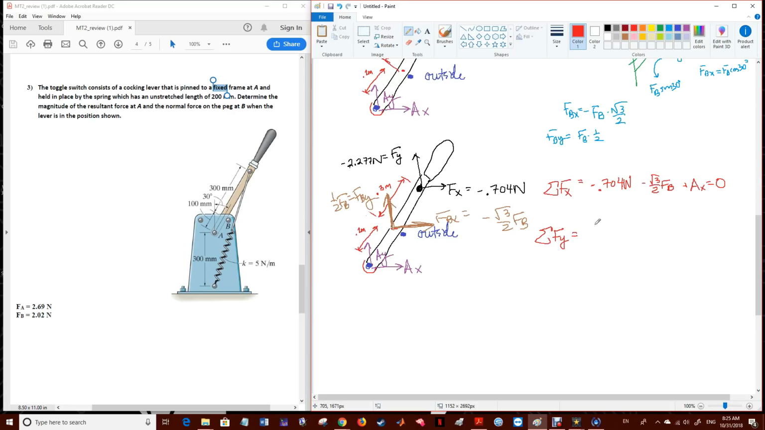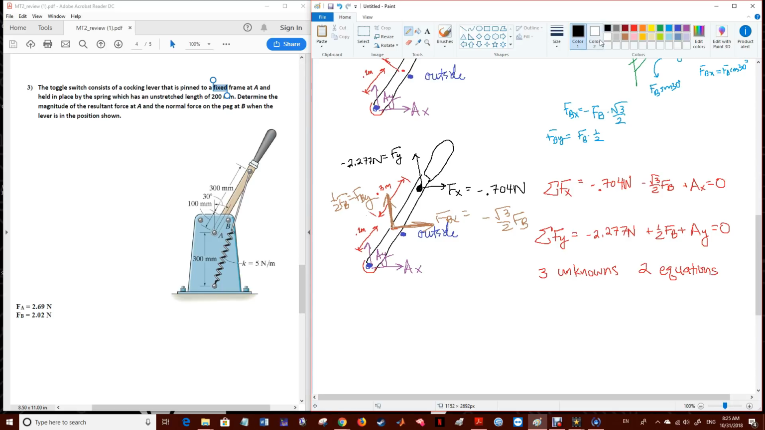Now, the sum of forces in the y direction, I start off with the spring force, which is negative because it's actually pointing down, with negative 2.277 newtons, followed by a positive 1/2 force B with a positive AY, and this is equal to 0. So if you take a look at this, I have essentially 3 unknowns and 2 equations, and this is not enough equations for us to actually solve this system.